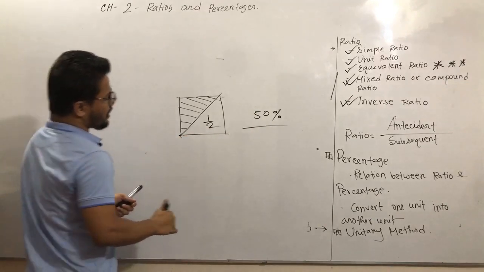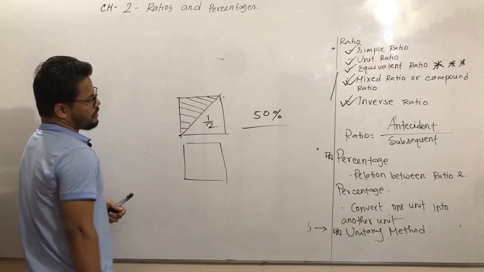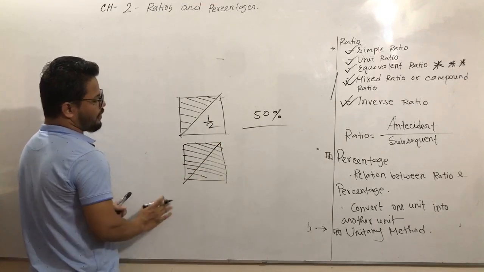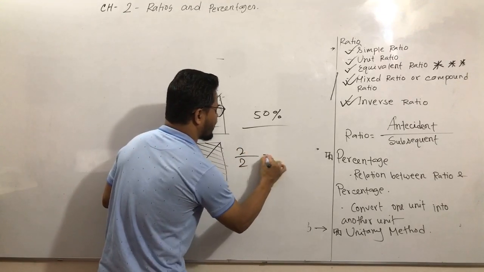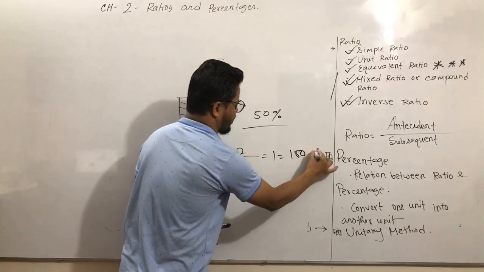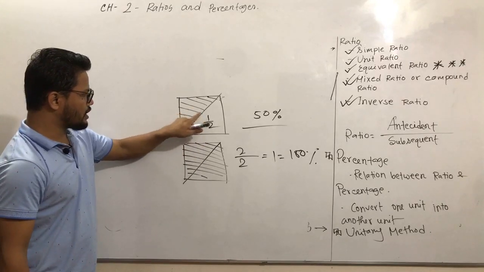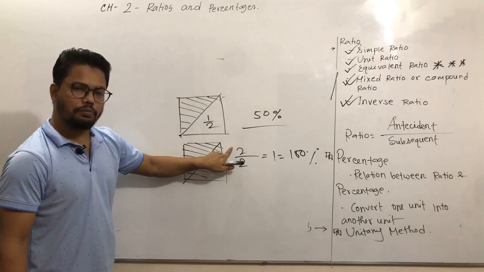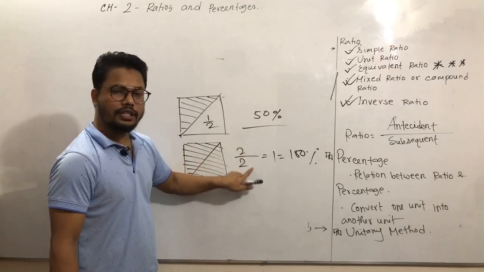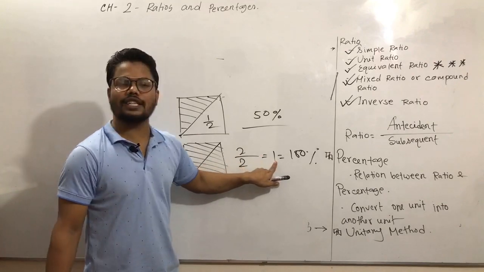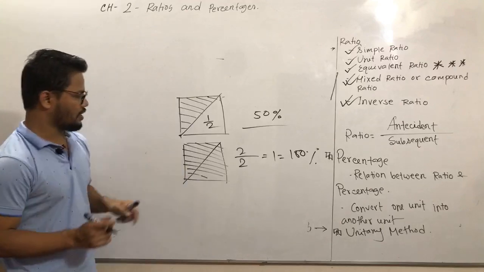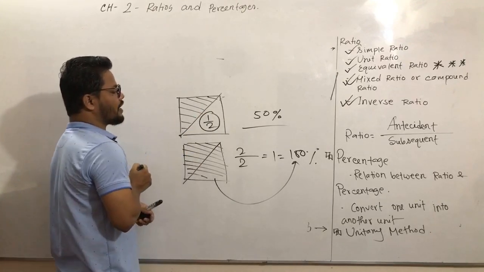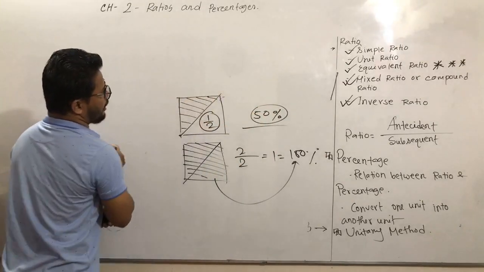How can we compare? If we write here, how many portions are dark? All portions are dark here. If you divide into two parts, both are dark. So 2 by 2, that is the one. One is the unitary method, that is 100%. If you compare, 1 part out of 2 is blank or white, and 1 part out of 2 is the dark shaded region. Here, 2 by 2, both parts are dark shaded regions. So if you divide 2 by 2, you will get 1. So this always indicates one as 100%. The 100% part is the dark shaded region. So now you have to know how we can convert these fractions into percentages, like 1 by 2.